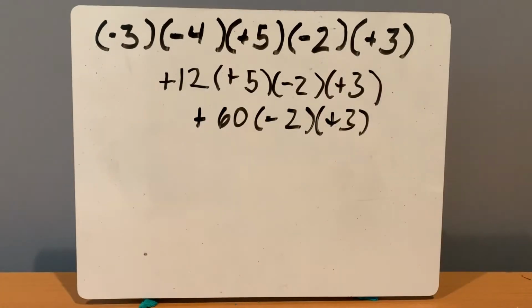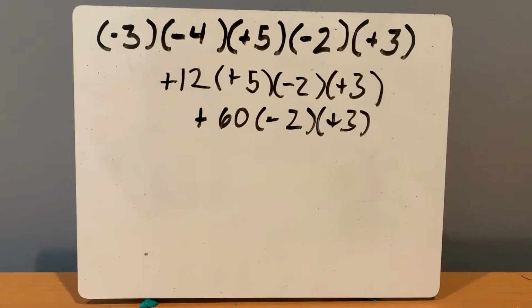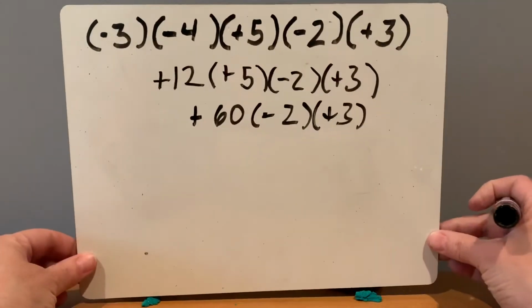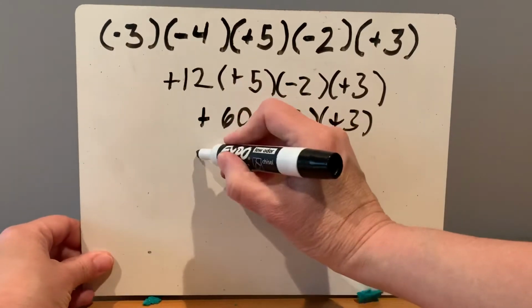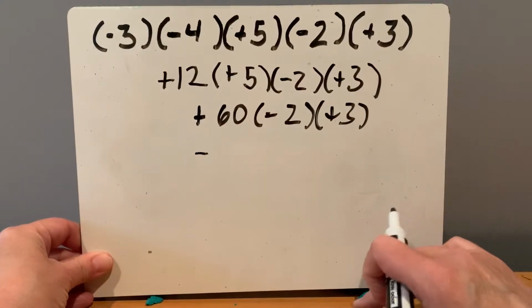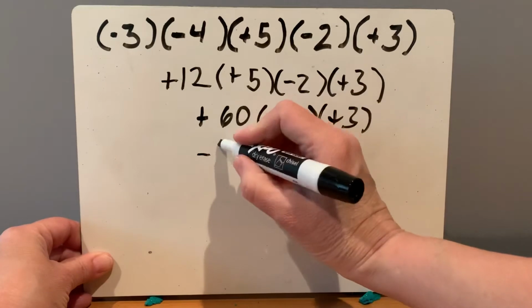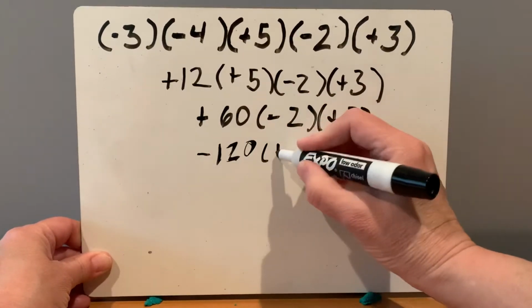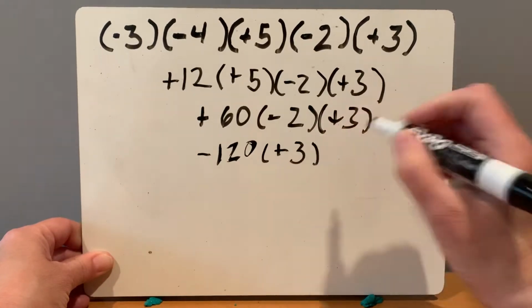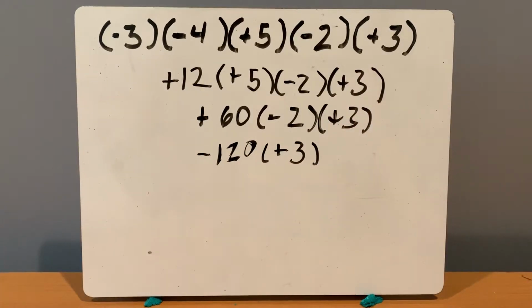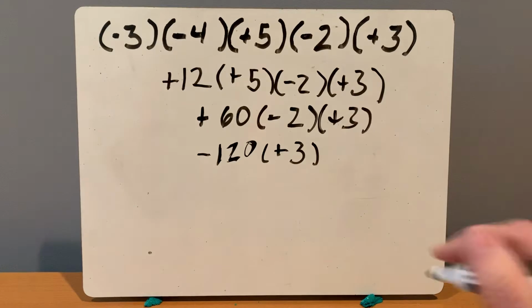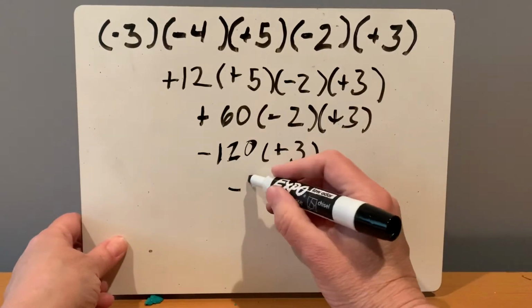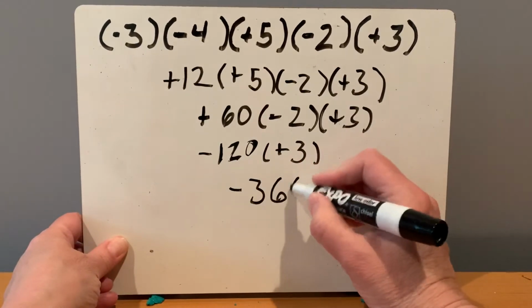We'll just go on. Positive 60 times -2 is -120. So now we have -120 times positive 3. And a negative times a positive is a negative, so we end up with -360.